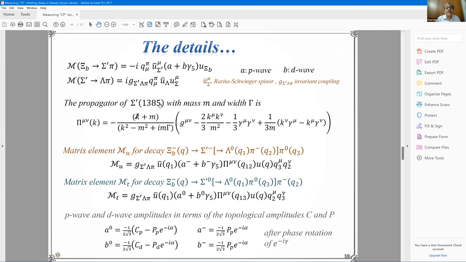There's a complicated propagator because of the spin 3/2, and you have the matrix element for the U channel, which comes from the sigma minus, and the T channel, which comes from the sigma prime zero. And the P wave and D wave contributions, which are given here, the A zero, are simply given by this, where P wave and D wave are exactly the C and P topological diagram contributions. And I have written this after rotation of the phase of e to the minus i gamma, but it doesn't change anything.